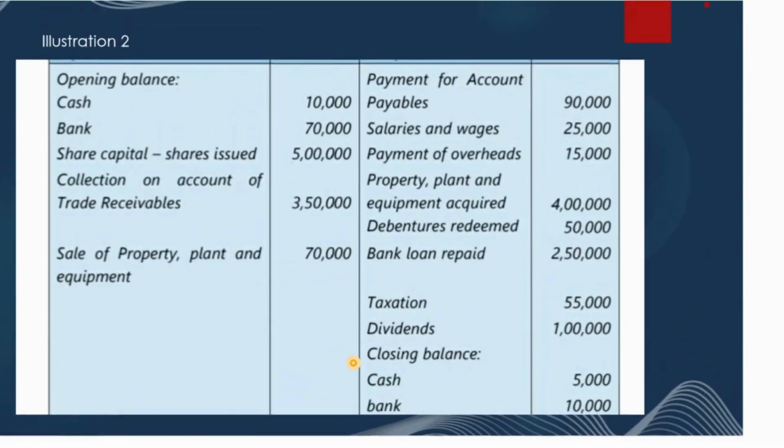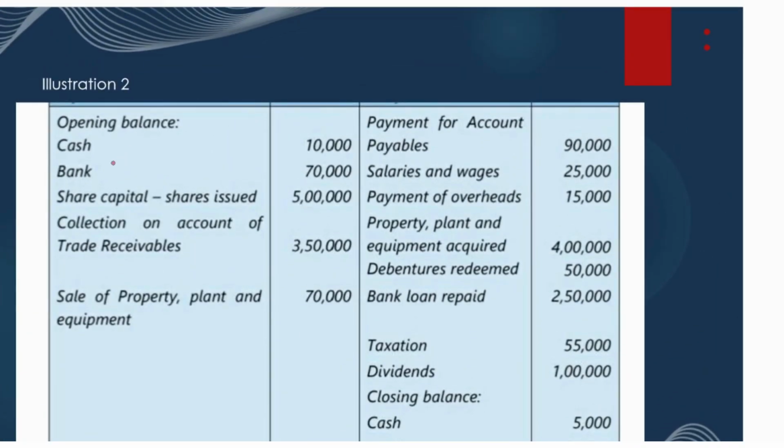So first of all, let's write here what the activities are and where we are going to record them. For share capital, shares were issued, so this will come under financing activity. The collection on account of trade receivables is going to be covered under operating activity. Sale of property, plant and equipment is a long term asset, right? So we are going to cover it under investing activity.